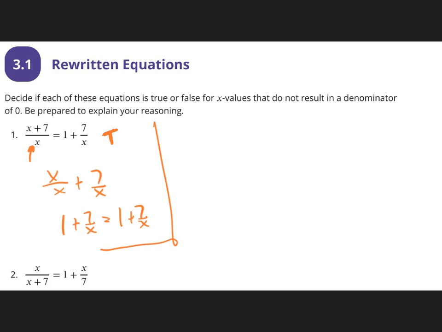Okay, let us do number 2 in a different color. All right, so x plus 7 is in the denominator. We cannot separate this one. So these are two different functions, and this one is false. They're not equivalent. Because if you put 0 on the left side, you'll get 0, and if you put 0 on the right side, you'll get 1. So there are no numbers that will make these equivalent.